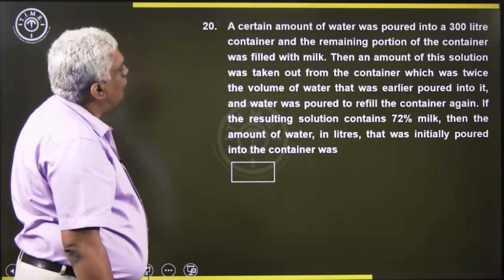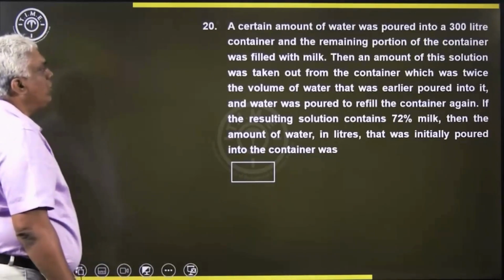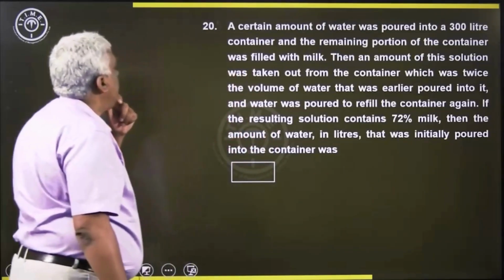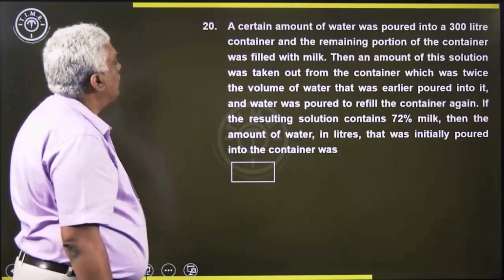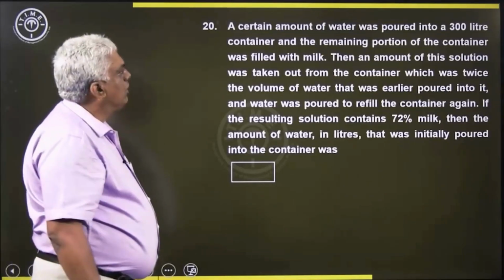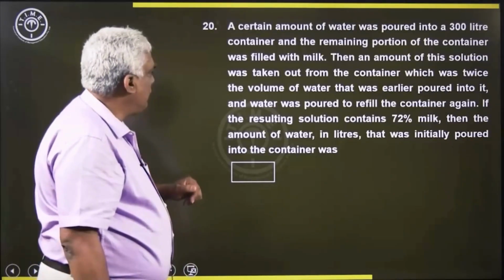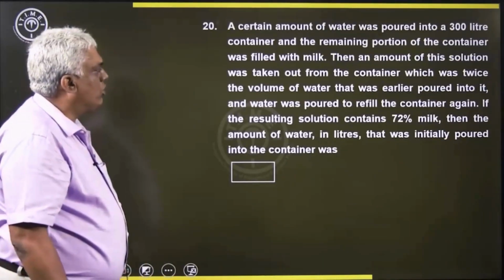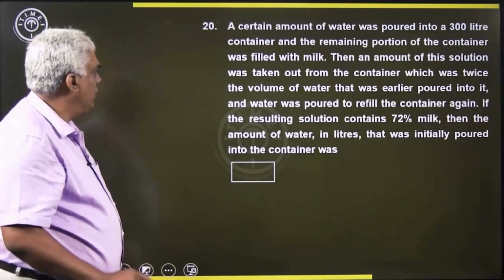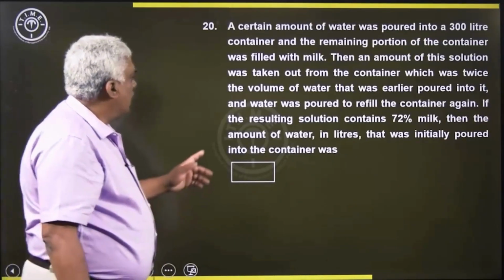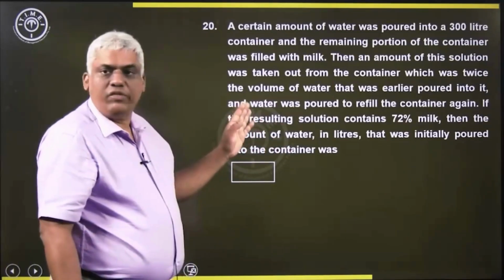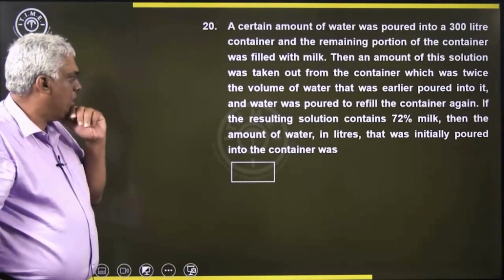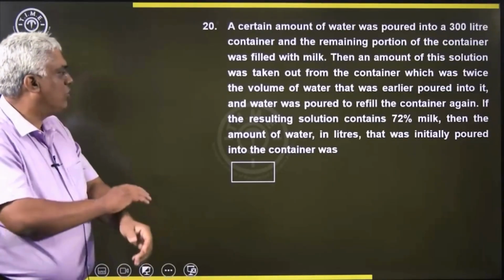A certain amount of water was poured into a 300 liter container, and the remaining portion of the container was filled with milk. Then an amount of this solution was taken out from the container which was twice the volume of water that was earlier poured into it, and water was poured to refill the container again.